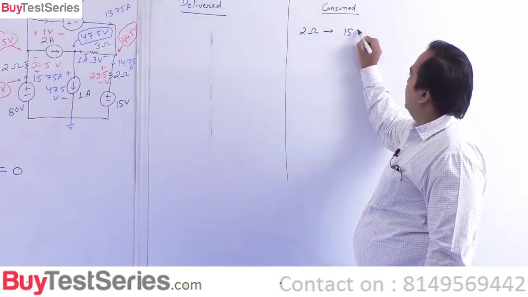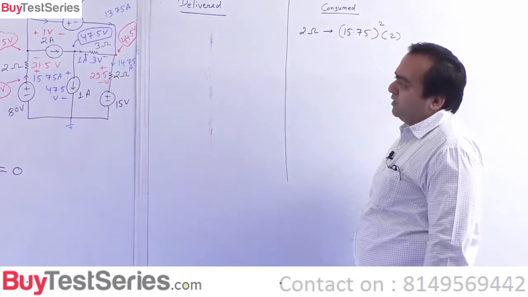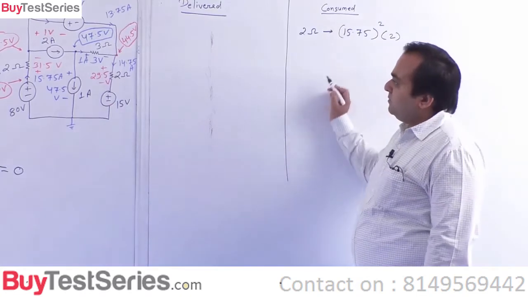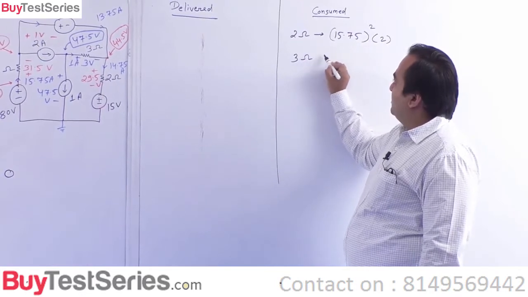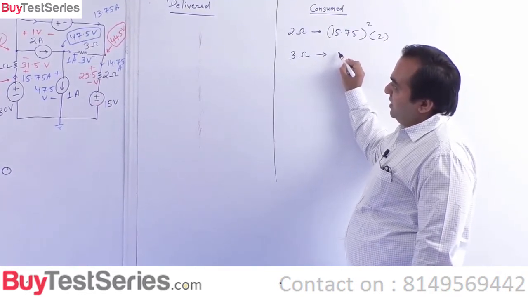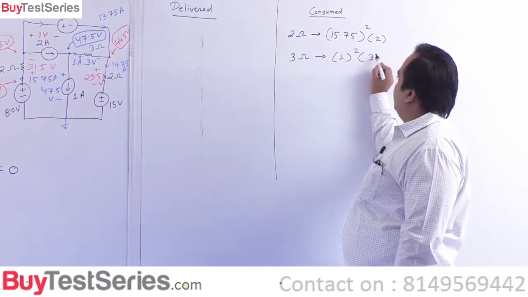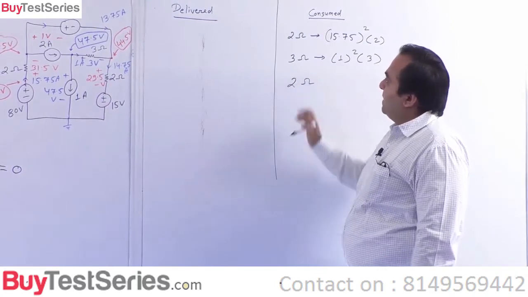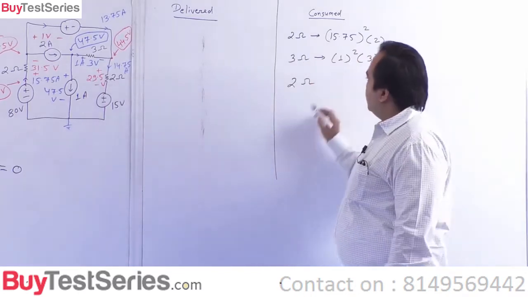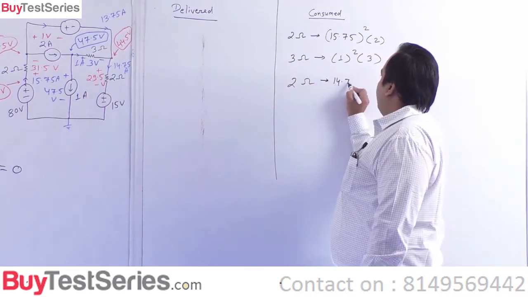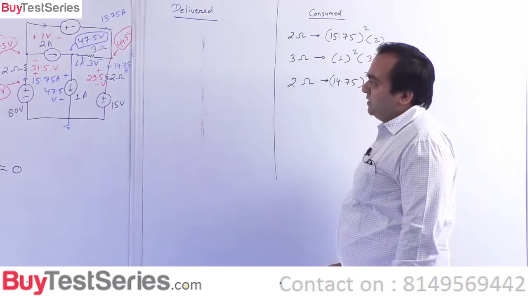So 2 ohm, as you can see, is consuming this much watts of power. You can do the calculation part. If you see 3 ohm resistance, 3 ohm resistance is consuming, this is the current flowing and into 3, this much of watts. And this 2 ohm is the extreme left one, this 2 ohm is the extreme right one, this one. So this one is consuming 14.75 squared into 2, this much of watts.